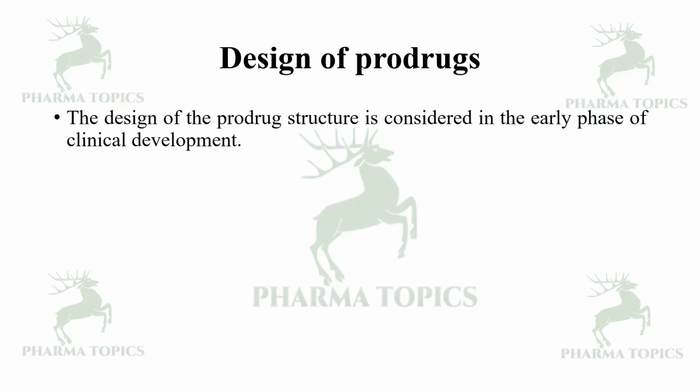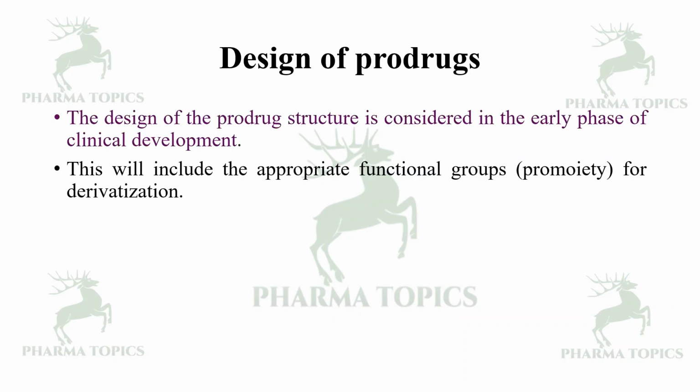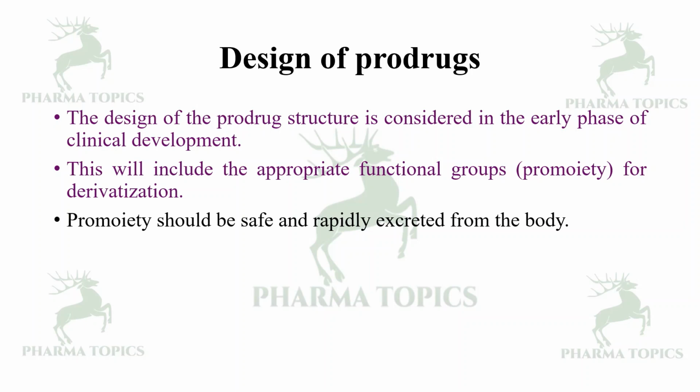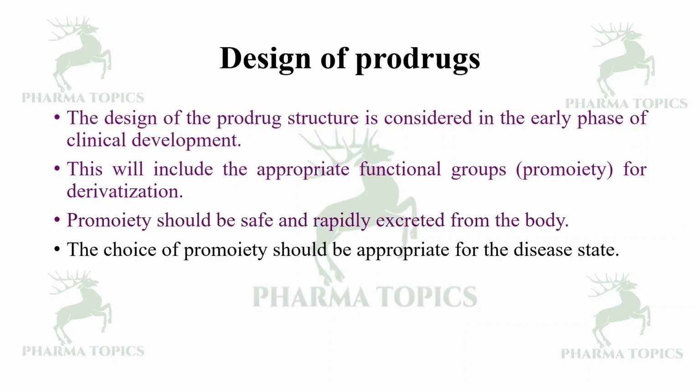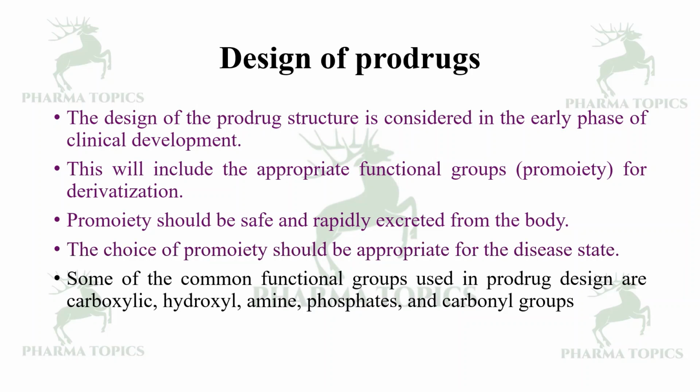So the design of prodrug structure is considered in the early stages of clinical development. This will include an appropriate functional group that is called pro moiety for derivatization. Pro moiety should be safe and rapidly excreted from the body. The choice of pro moiety should be appropriate for the disease state. Some of the common functional groups used in prodrug design are carboxylic, hydroxyl, amine, phosphates, and carbonyl groups.